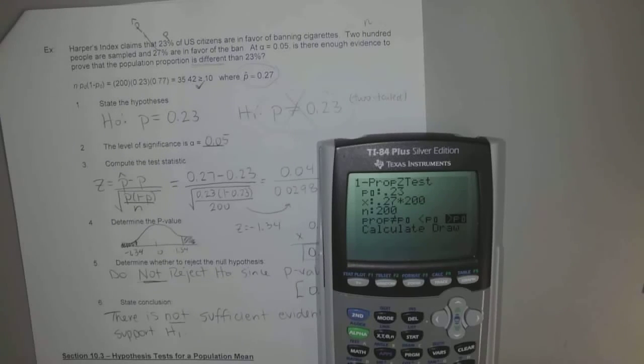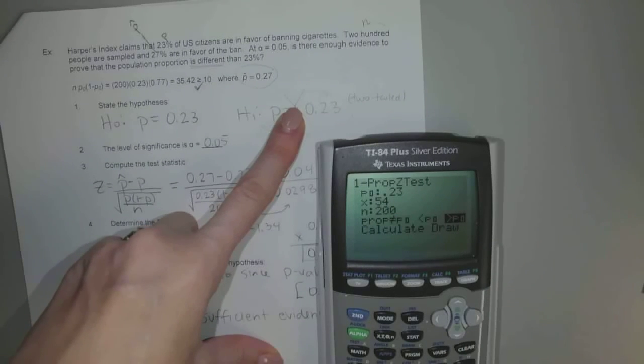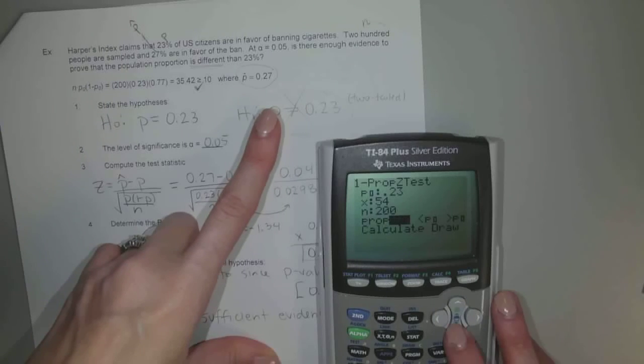And if you hit enter, it calculates it for you. 54 is 27% of 200, okay? So you can use this system even if you're given a P, okay? So if you're given a p-hat, just do that p-hat. What symbol do we want? The not equal, so choose the first one and hit calculate.